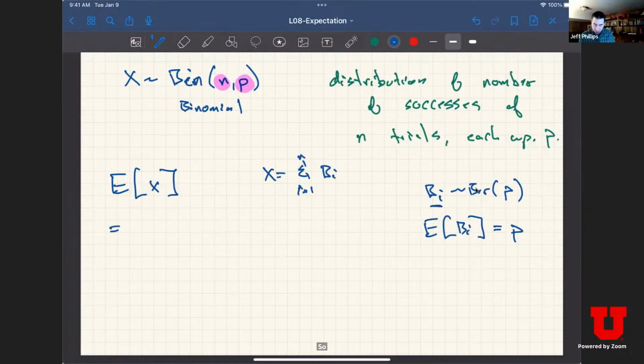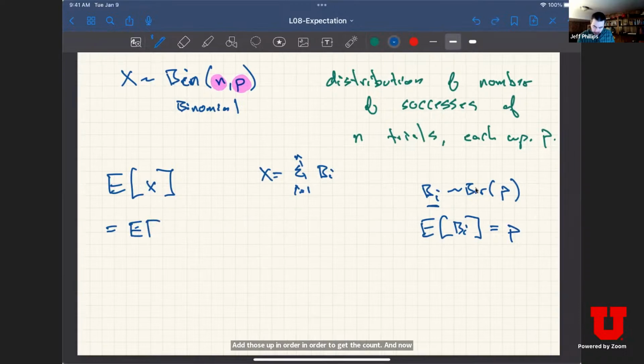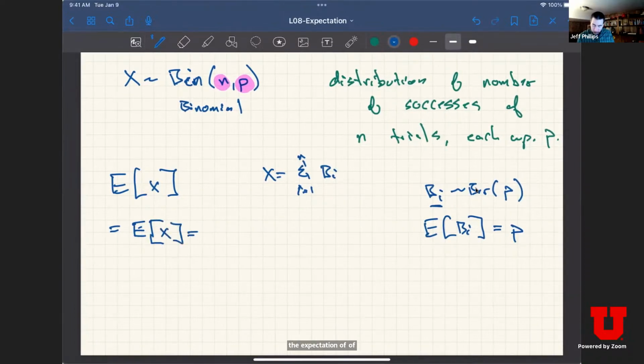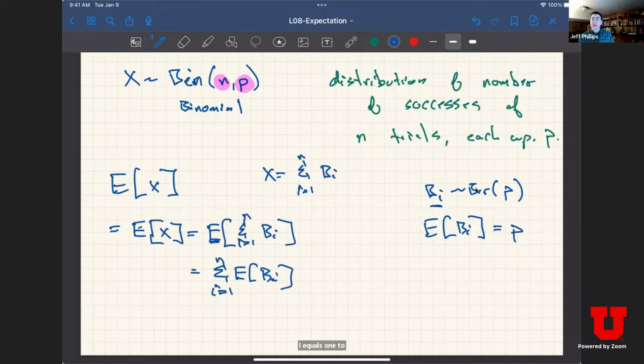So the expectation, right? So that counts the number of successes. 1 if I get success, 0 if I don't. I can just add those up in order to get the count. And now the expectation of X is going to be the expectation of the sum over i equals 1 to n of the Bernoulli random variables, which is, I can factor out, the sum i equals 1 to n of the expectation of the single Bernoulli random variable. This is equal to the sum i equals 1 to n of p.